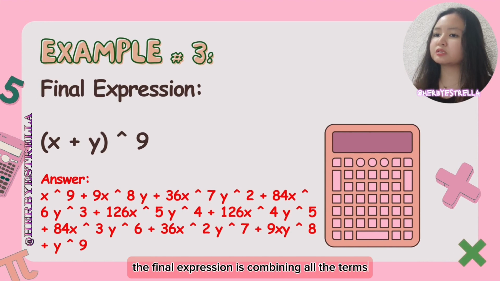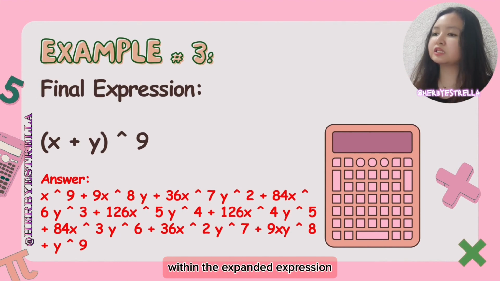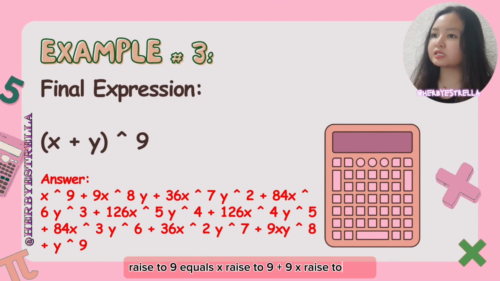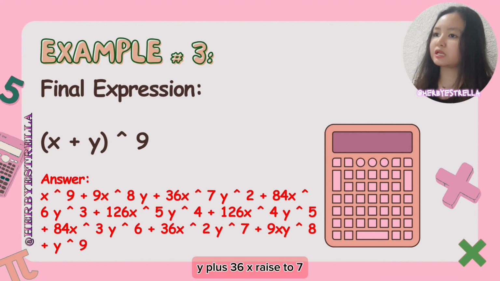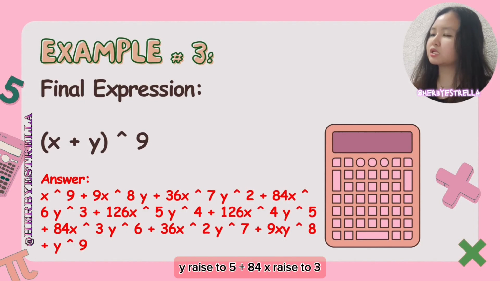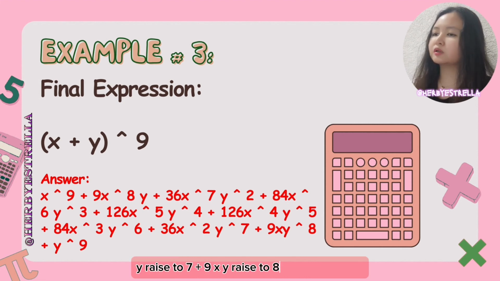The final expression: combining all the terms, we get the expanded expression (x + y)^9 = x^9 + 9x^8 y + 36x^7 y^2 + 84x^6 y^3 + 126x^5 y^4 + 126x^4 y^5 + 84x^3 y^6 + 36x^2 y^7 + 9xy^8 + y^9.